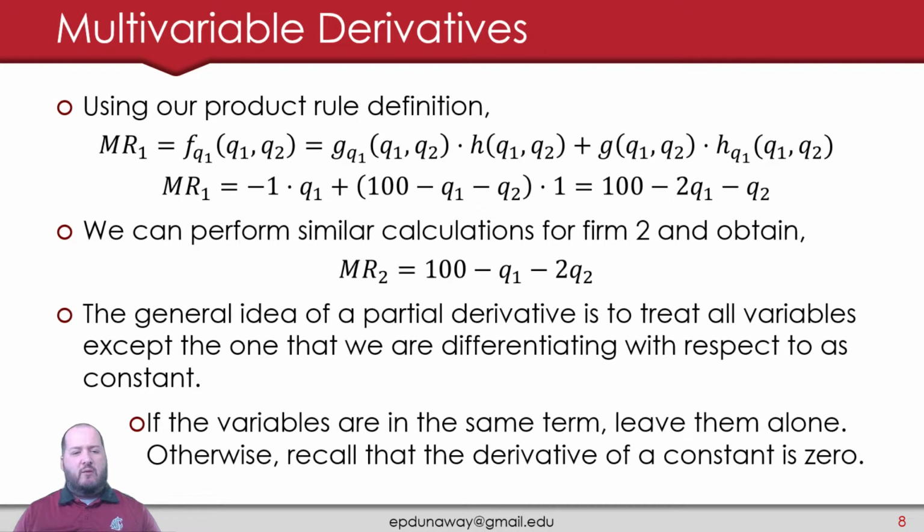Going back and reviewing a little bit, the general idea of a partial derivative is to treat all variables except the one we are differentiating with respect to as constant. If they're attached to the other variables, treat them like a coefficient. If they're off on their own, treat them like a constant, and the derivative of a constant is equal to 0. That's all we need to do to calculate multivariable derivatives. So that's actually it for our lesson on derivatives.